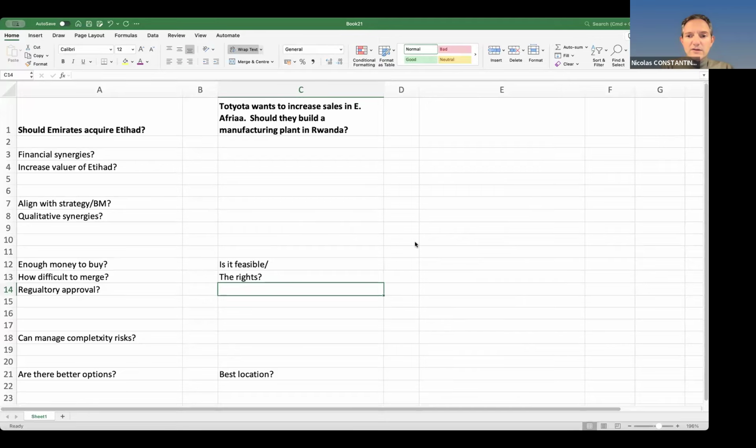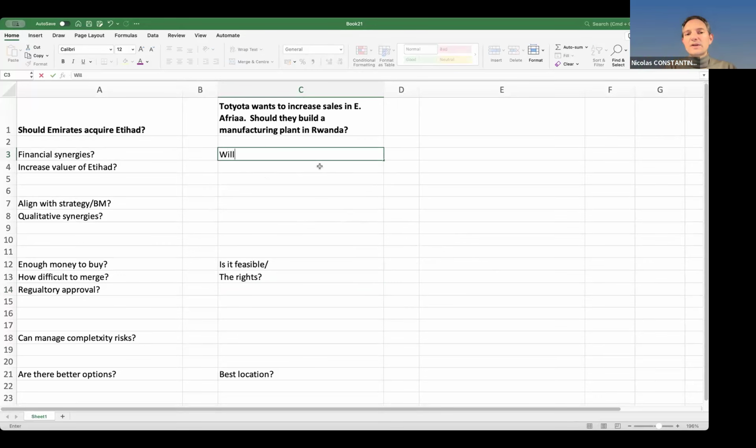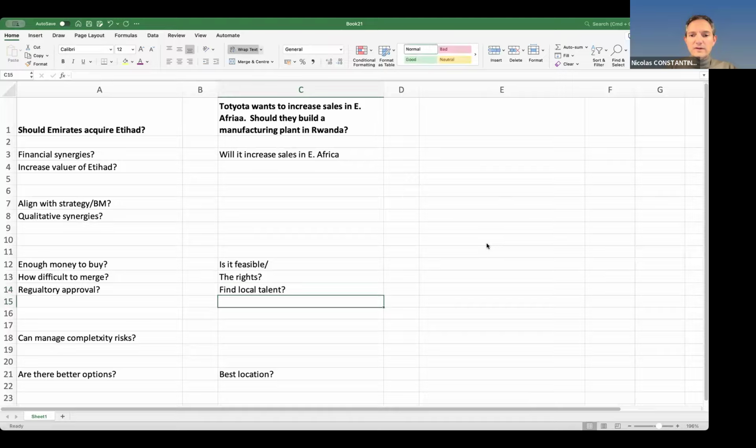Let's see, what am I seeing? Is the customer base interested? If the customer base is interested, why would they be interested? Ultimately the question is, will it help to increase sales in East Africa? Can we find enough local talent? Good, because that's obviously something super important.